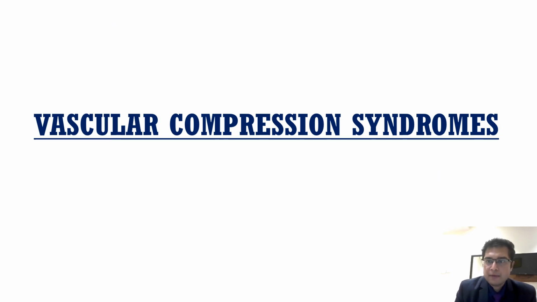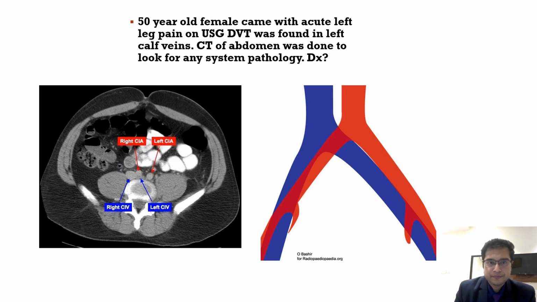These are some vascular compression syndromes. So here we have a 50-year-old female who came with complaints of acute left leg pain. On ultrasound, a DVT was found in the left calf veins. A CT abdomen was done to look for any systemic pathology, and this is the axial section of the CT, and this is actually an image that depicts the pathology.